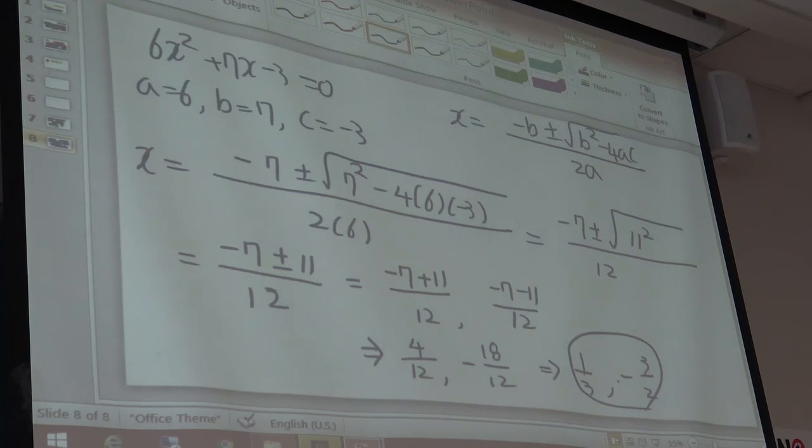So we can use the quadratic formula everywhere, even if we can do the factorization. Any question?